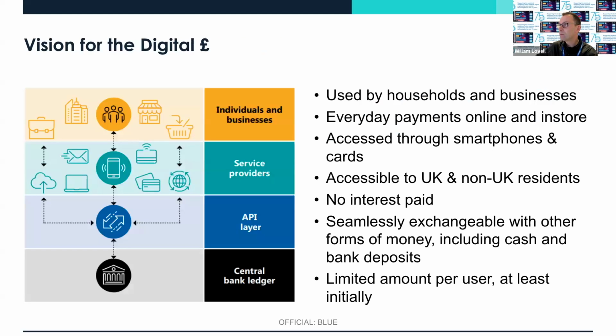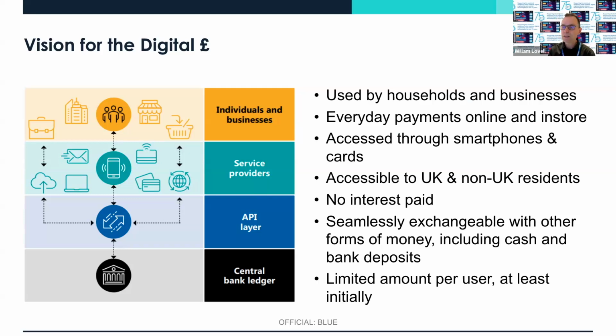So what I want to look at now is our vision for the digital pound. And this is, if you like, the super high level architecture that we're looking at. This is something that's going to be used by households and businesses for everyday payments, online and in store. And we see it being accessed through smartphones and cards and accessible to UK and non-UK residents. We're not going to pay interest on it, at least in the first instance. So it'll be very similar to a banknote in that regard. But we want to make it seamlessly exchangeable. And there may be limits to how much a user can hold, at least in the initial phases, although the limits we've been looking at are quite high.